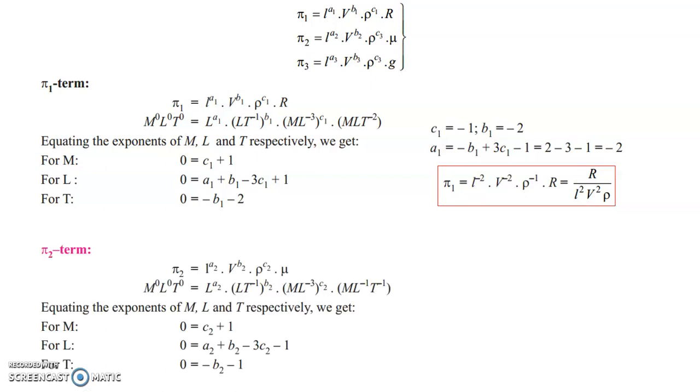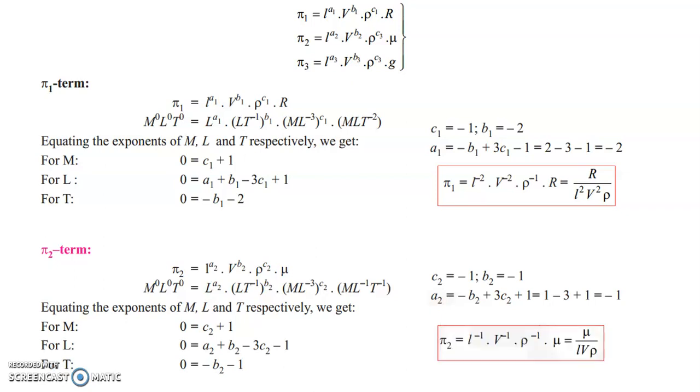Similarly, we proceed with pi 2. This equation is dimensionally homogeneous, write the dimensions. Please note dimensions of pi 1, pi 2, pi 3 are always M to the power 0, L to the power 0, T to the power 0. They're dimensionless. So equate the powers of M, L, T. Just get the values of a2, b2, c2. A2 is minus 1, b2 is minus 1, c2 is minus 1, and hence the simplified pi 2 is mu divided by L V rho.